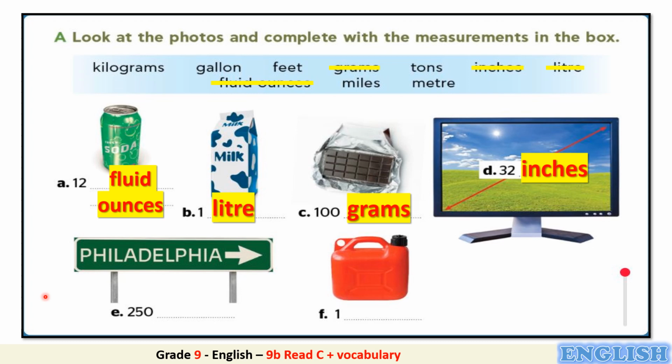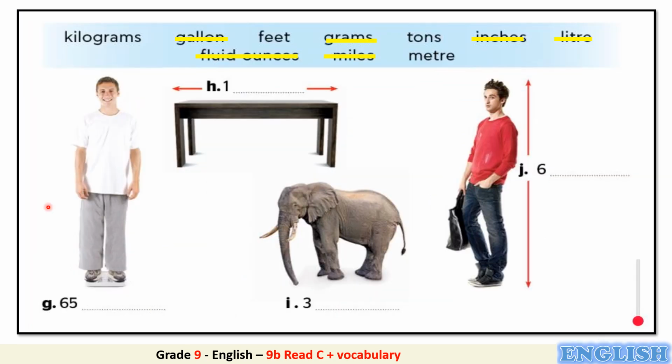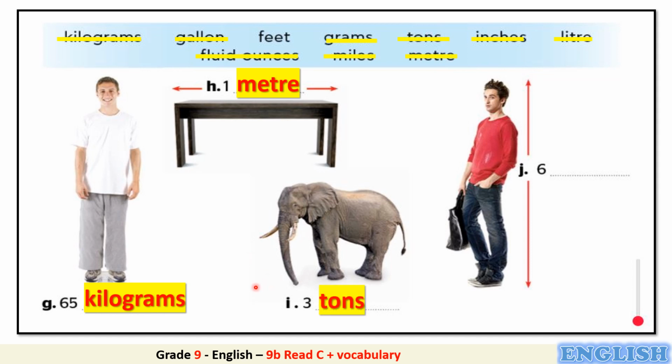How long is it to Philadelphia? It's 250 miles. How much fuel does this plastic fuel can contain? It contains 1 gallon. How much does this man weigh? He is 65 kilograms. How long is this table? It is 1 meter long. How heavy is this elephant? It is 3 tons. How tall is this young man? He is 6 feet tall.